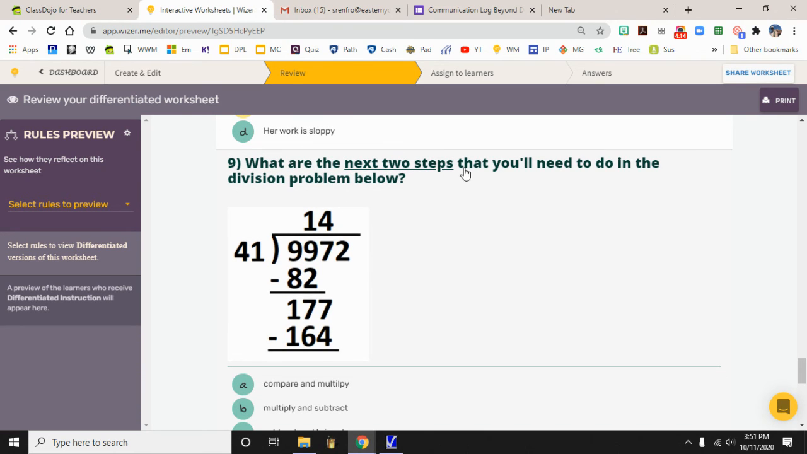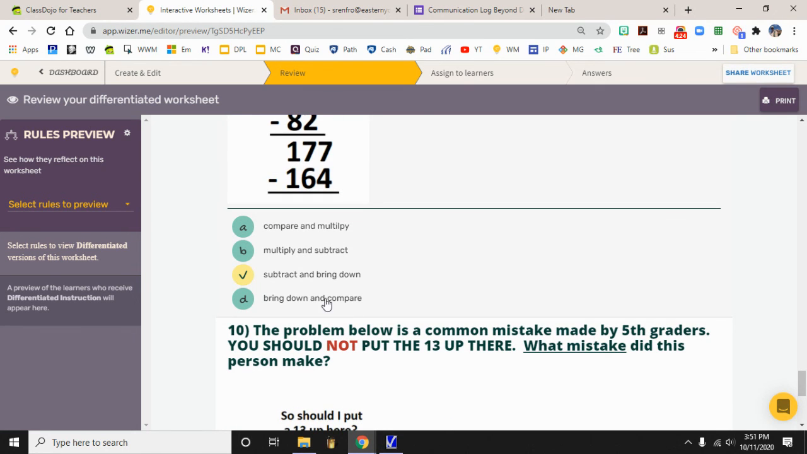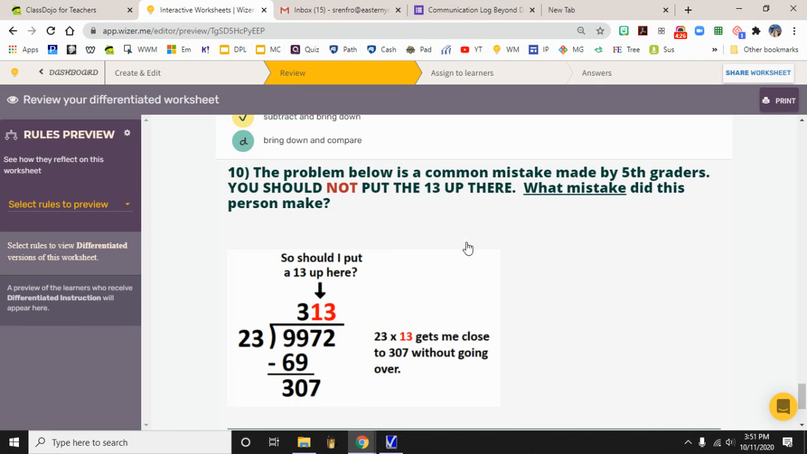What are the next two steps that you'll need to do in the division problem below? Subtract and bring down. Subtract these two numbers, and then bring down. Subtract and bring down.